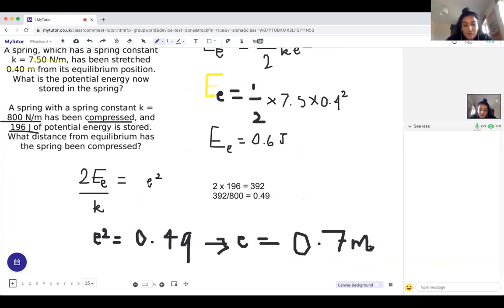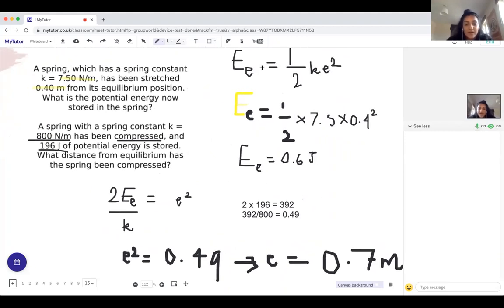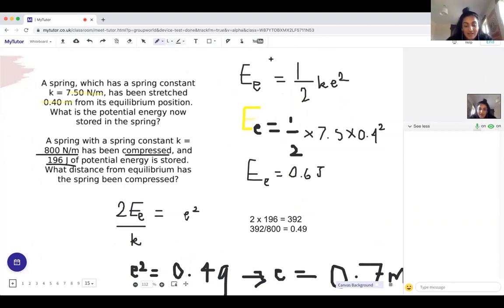So we need to be really comfortable with how we can rearrange this equation to get anything we want. You need to practice rearranging this equation for k and for e, and the steps involved in doing that, and be comfortable with square rooting. Obviously we'll have a calculator, but you need to know that if you're left with e squared, you need to square root the final answer to get the actual extension or compression.